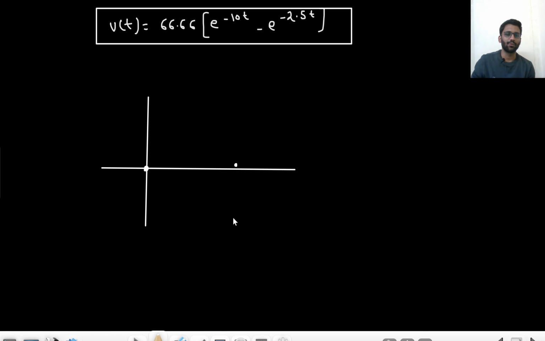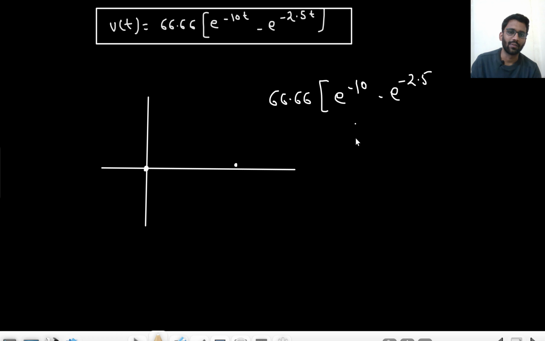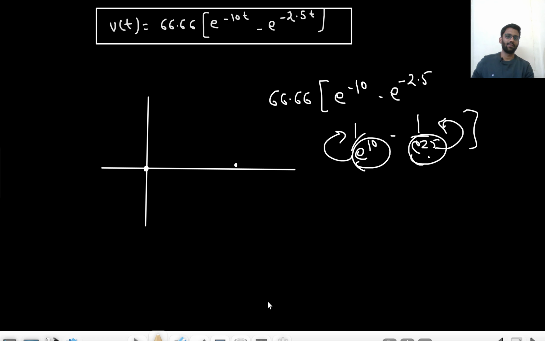So you can check the value at t equals 1 second. So let's just check the value at t equals 1 second. So 66.66 times e to the power minus 10 minus e to the power minus 2.5. So 1 by e to the power 10, 1 by e to the power 2.5. One value is larger, so the other value will be lower. So yeah, it will go negative actually. If you just calculate, this is nearly equal to 0, and what about 2.5? Yeah, so it will go negative actually.